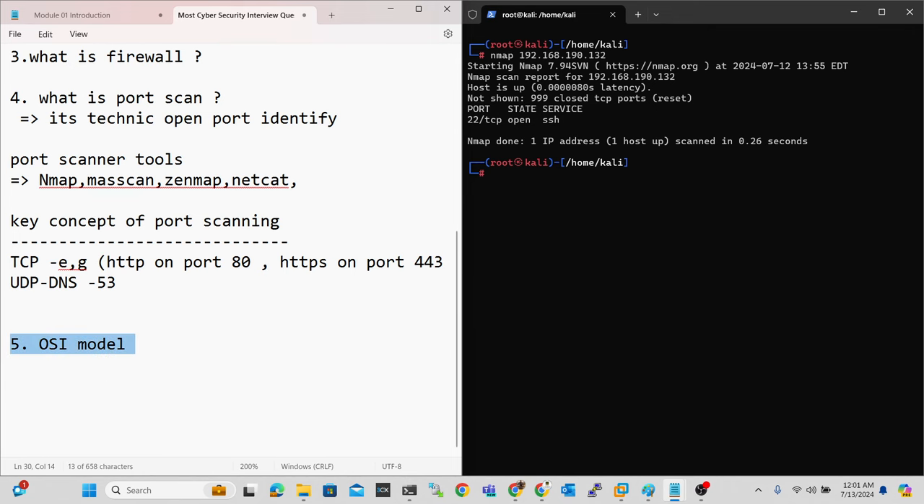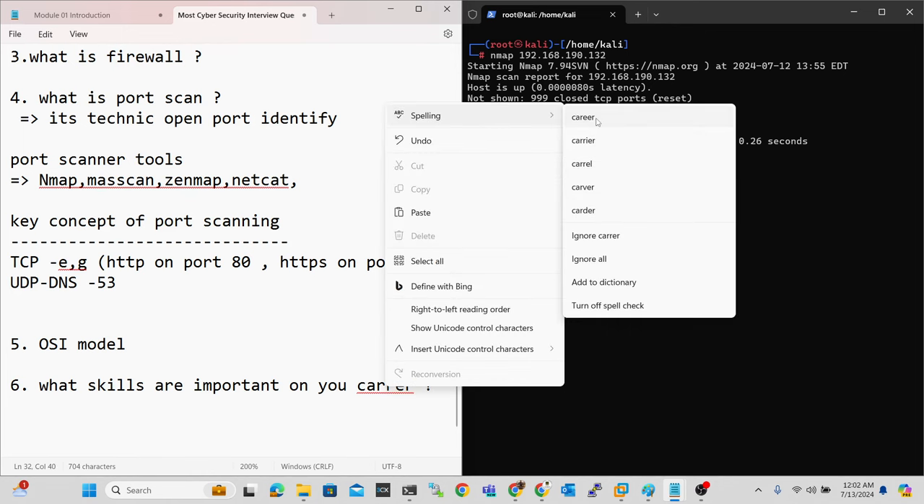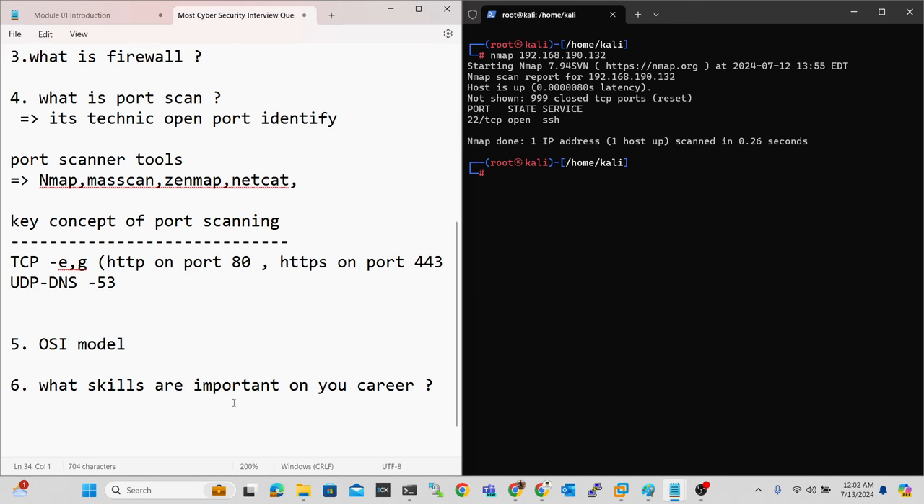So that explains it. The sixth question is a normal question, I think it's better for you: what skills are important in your career? That means in cyber security, because I will discuss cyber security.